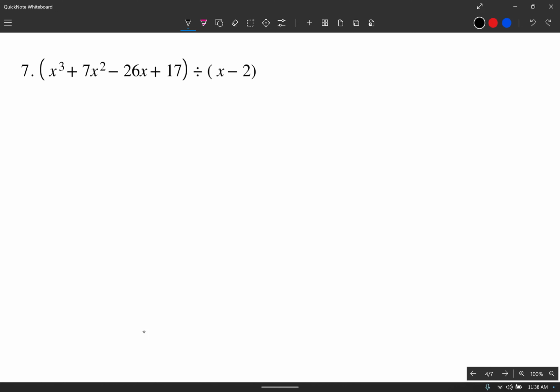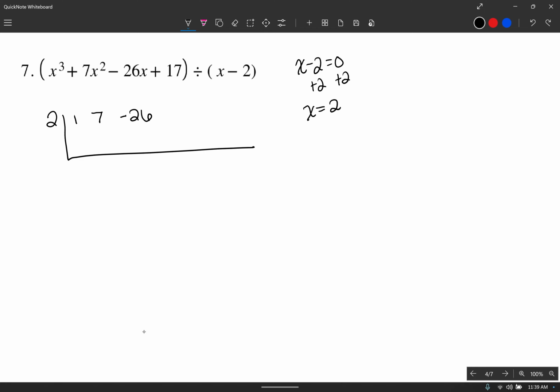All right, I'm dividing by x minus 2, so I set the x minus 2 equal to 0 and solve. So the number on the outside of my box is a 2. I am not missing any terms up here. So I have a 1 in front of my x cubed, a 7 in front of my x squared, a negative 26 in front of my x, and a 17 without a variable.